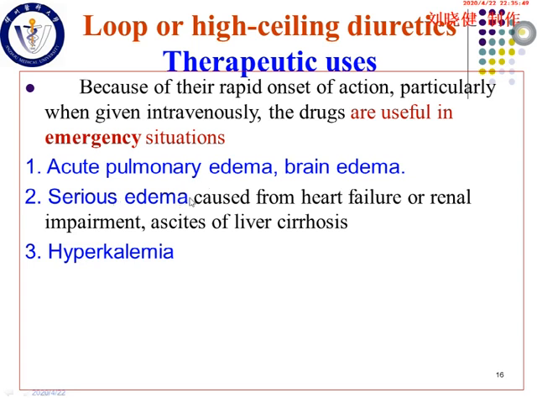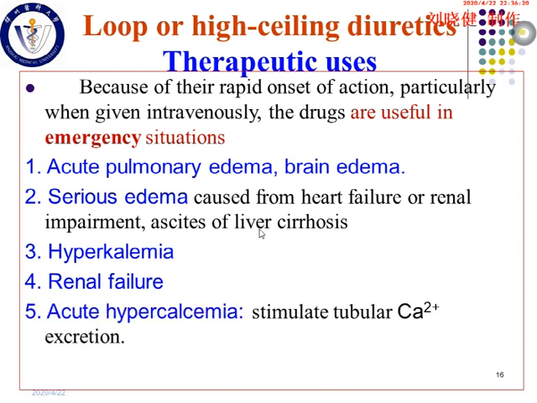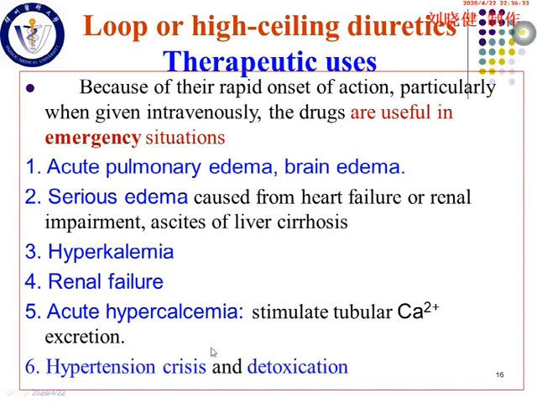And because they can promote excessive excretion of potassium ions, in the treatment of hyperkalemia it is very useful. It is also used to treat renal failure because it can improve the blood flow to the kidney and then promote urine production and dilute the metabolic substance in the tissue, decreasing renal injury. And it is also used to treat acute hypercalcemia because it can stimulate tubular calcium excretion. It also can be used to treat hypertensive crises and in the treatment of some intoxication by some substances, so it works as a detoxicant. These are the therapeutic uses of loop diuretics.